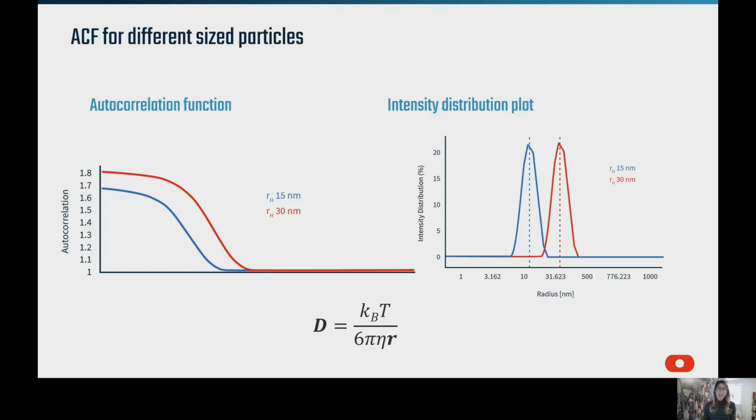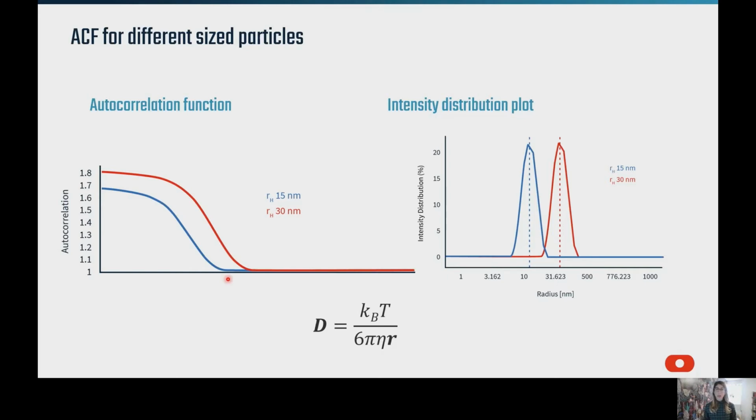So the differences in how the size affects the autocorrelation function are shown here on the left, where the larger particle is this red curve and the smaller particle is the blue curve. And we can see for the smaller particle, we have a slightly decreased amplitude compared to the larger particle and a steeper slope.